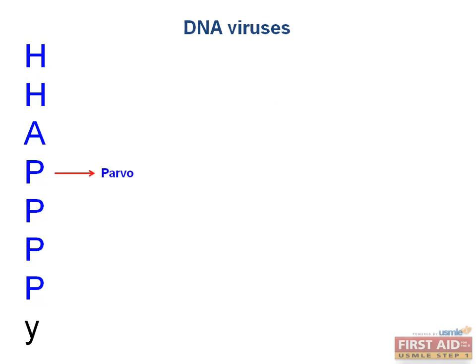Parvovirus, which is next, is a high-yield virus to remember. It happens to be the smallest clinically important virus, measuring only 20 to 25 nanometers. Remember that it's the only single-stranded DNA virus. I've written out the other names for parvovirus, namely B19 virus or slap cheek disease.